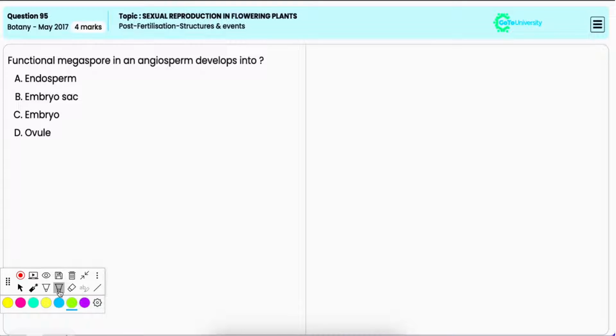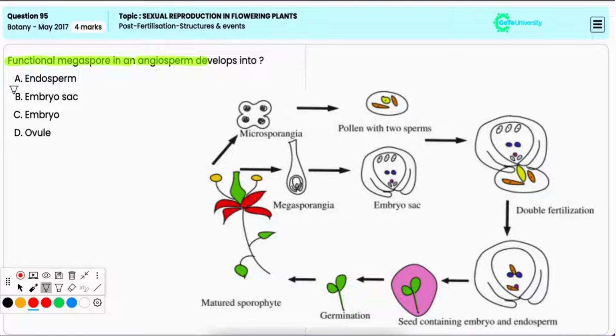In this question, you have to identify a structure in an angiosperm that develops from the megaspore. Option A, endosperm. Now, the endosperm develops after fertilization when one of the male gametes fuses with the central cell of the embryo sac, but it does not arise from the functional megaspore. Hence, it is incorrect.